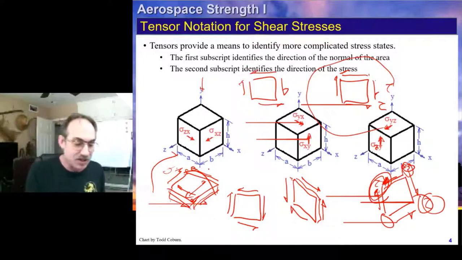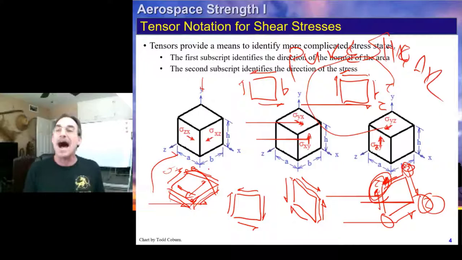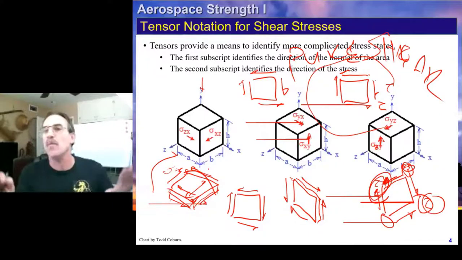It's just pure. This is called pure shear. We're actually getting a little bit ahead of ourselves. We're going to see this in a moment. That is called pure shear. Why? Because it's in shear and there's no moment.